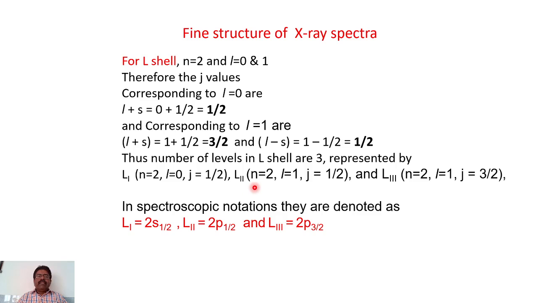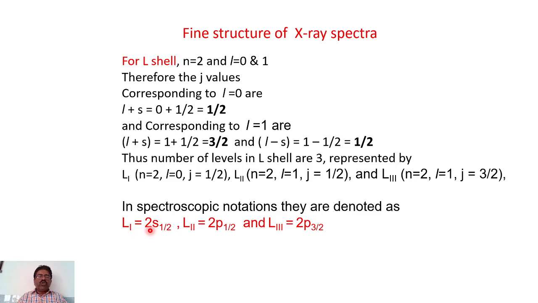Then L second will be for this set, that is n is equal to 2, L is equal to 1 and J value equal to half. And L third, the same, n is equal to 2, L is equal to 1, therefore letter P you can see here, and J is equal to 3 by 2, and the corresponding spectral notations. So this is X-ray notation and this is a spectral notation.